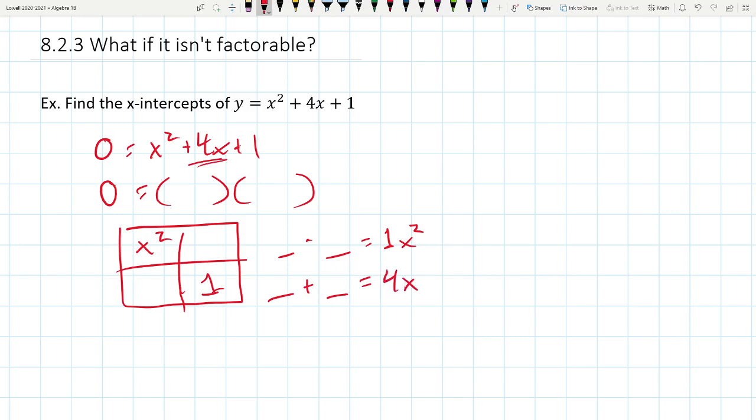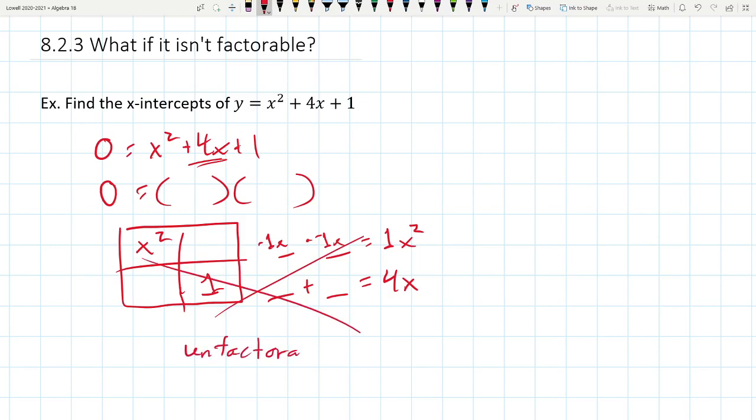I think you can already see the problem here, and that, as far as I can tell, there are no integers that are going to make this work. I could have maybe, 1x and 1x to multiply to 1x squared, but those won't add up to 4x. If I have negative 1x and negative 1x, that will multiply out to 1x squared, but unfortunately won't add up to 4x either. So as far as I can tell, this is unfactorable.